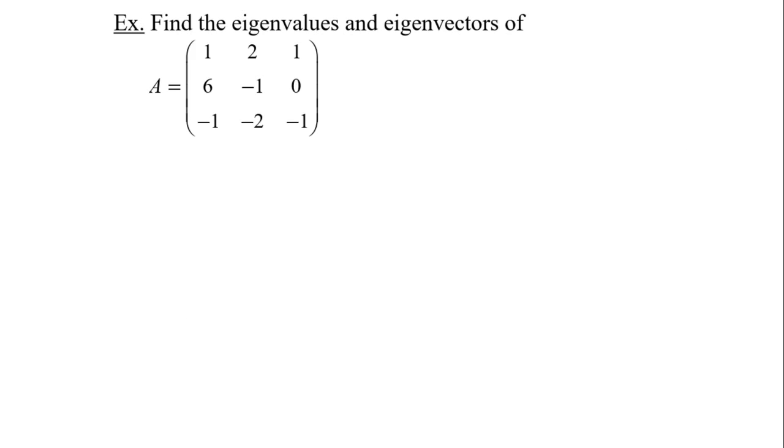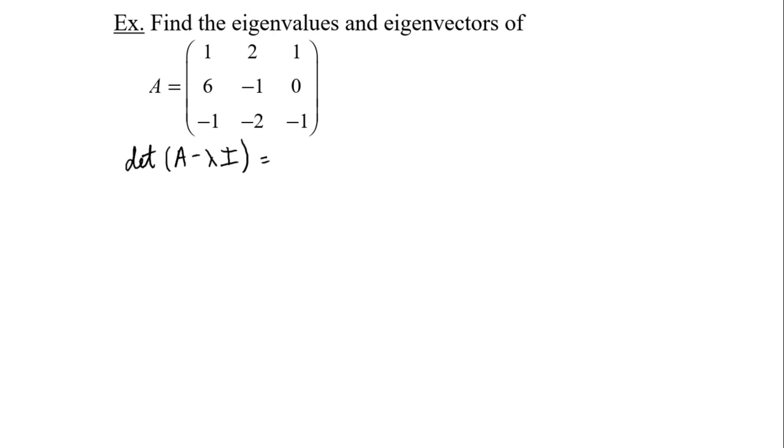So let's find the eigenvalues and eigenvectors of this matrix. A equals, so it's 1, 2, 1, 0, or 6, negative 1, 0, -1, -2, -1. Okay, so first off, we have to find the eigenvalues, which means we're going to take the determinant of A minus lambda I.